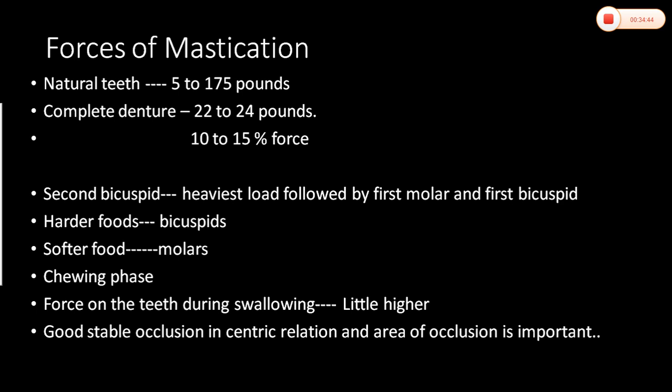Each time it may be minimal, but the number of times is more. As the number of swallowing cycles is more during the day, there will be more force generated on the teeth compared to mastication. So remembering all this, good stable occlusion in centric relation and area of occlusion is very, very important in artificial dentition. In a complete denture patient, when you are creating occlusion, there should be good stable occlusion in centric relation and area of occlusion, meaning premolars and molars. Area of occlusion is also important. Okay, thank you. Next part we will see later on.